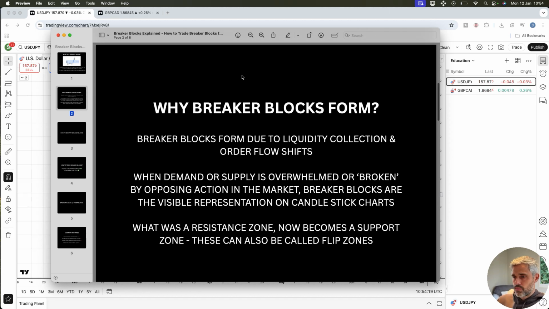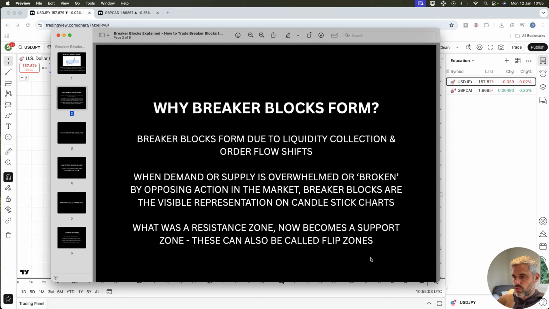So why do breaker blocks form? We could spend ages on this, but essentially, as always, it's around liquidity. It's liquidity collection for big actors in the market. They're enticing sellers or buyers into the market with the formation of order blocks, and then in a lot of cases, those resistance or supply support zones just get traded straight through. And then essentially any traders that were entering positions at that area get trapped in those positions, and what those actors don't want to happen is to give a point where those traders can get out of their positions before the market takes off.